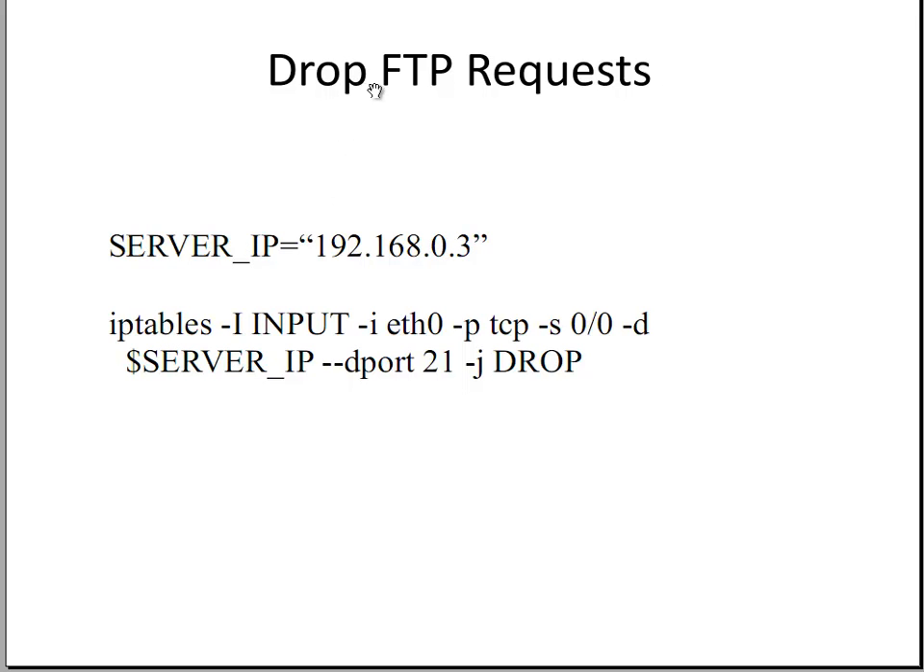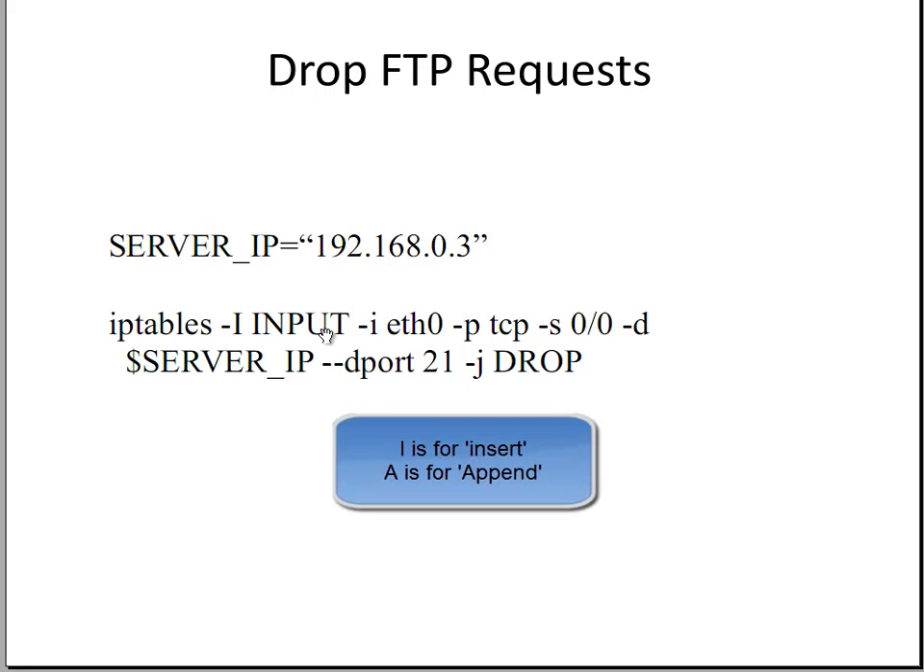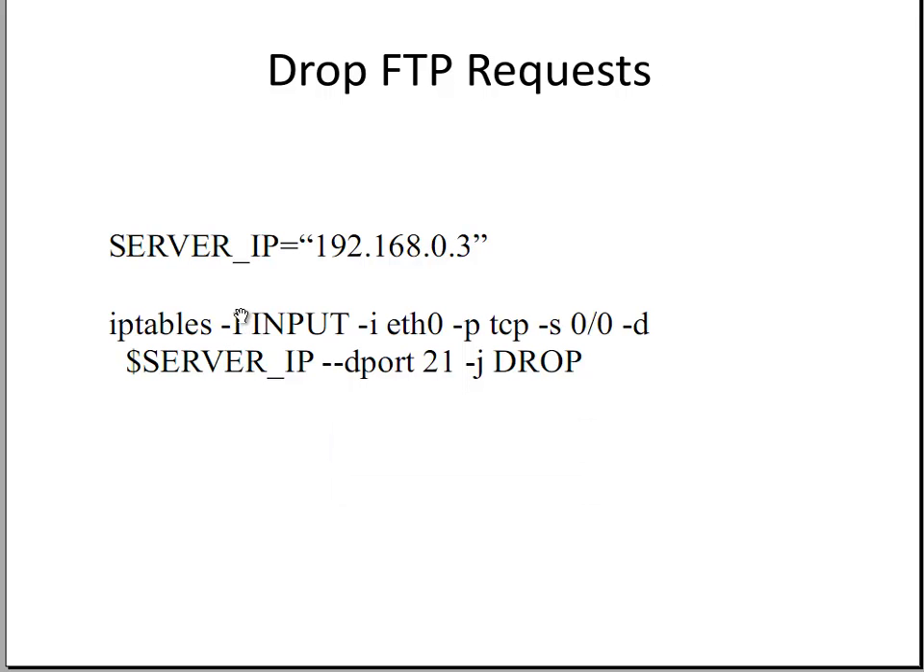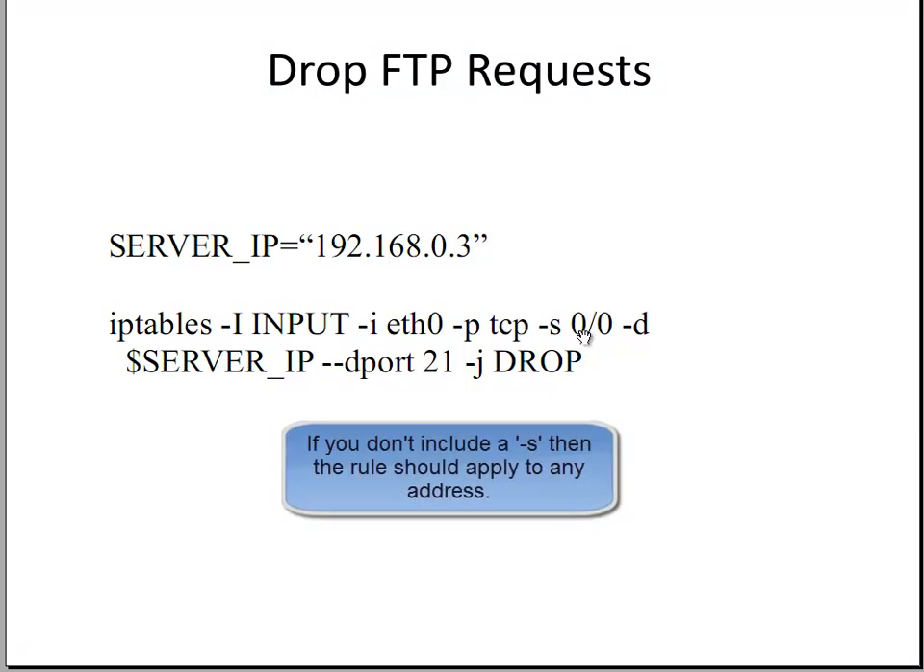So here what we're doing is we're dropping all FTP requests. So iptables -I, that's the input. -I means to insert the rule into the input chain. -i means the interface. Here it's eth0. -p stands for the protocol, and here TCP, because FTP runs over TCP. -s stands for the source address. Notice here we've got 0/0. That essentially means any source IP address.